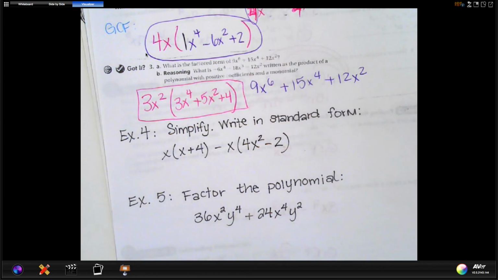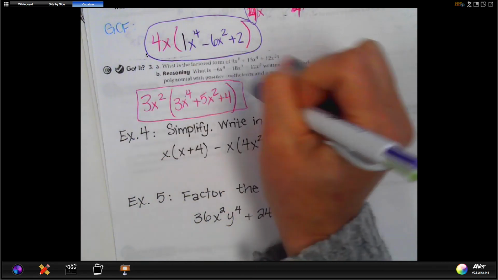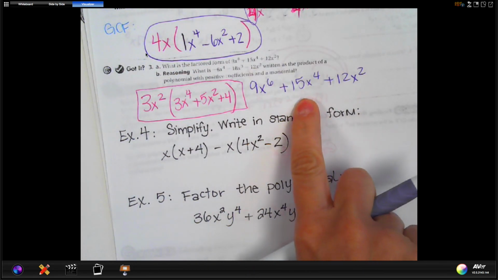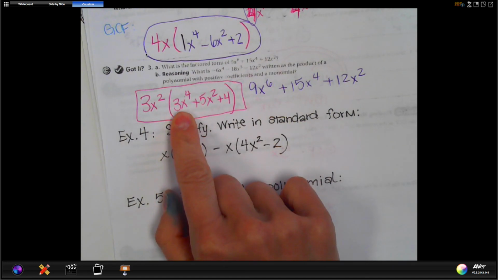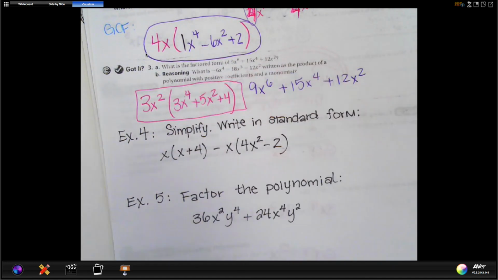This is the answer. Now, if you wanted to check it to see that it's right, go back and distribute and see if you got the original. Okay? That's how you do it. You're just doing it backwards. Okay, questions on that? Xavier, go. If you're going to distribute, you have to add the exponents in? Correct. Distributing, you add the exponents. When you're factoring, you subtract them.